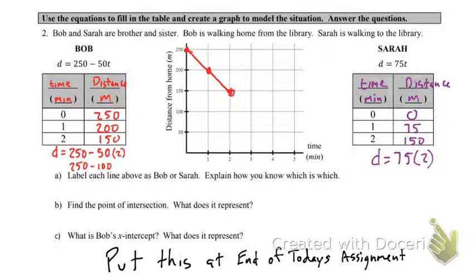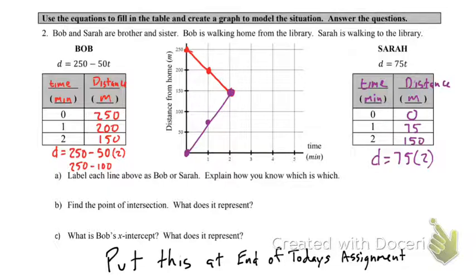Again, Sarah is walking from home to the library. So this makes sense. At 0 minutes, she's at home. She's 0 meters away from home, because she started at home. After 1 minute, she's 75. So 75 is about there. And after 2 minutes, she's 150. So Sarah's leaving home and she's getting further and further away from home. Now let's just answer these questions. That's how you fill in those charts.